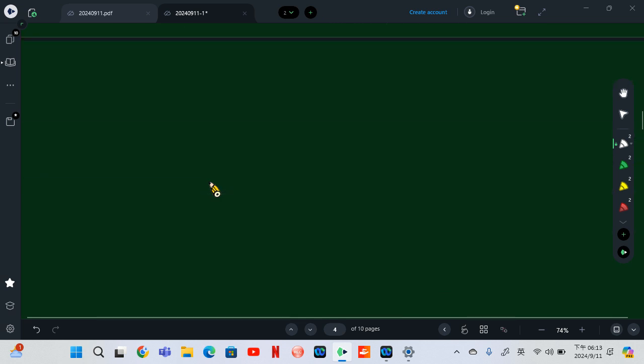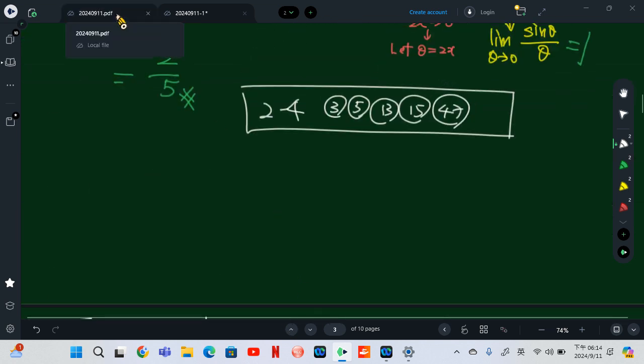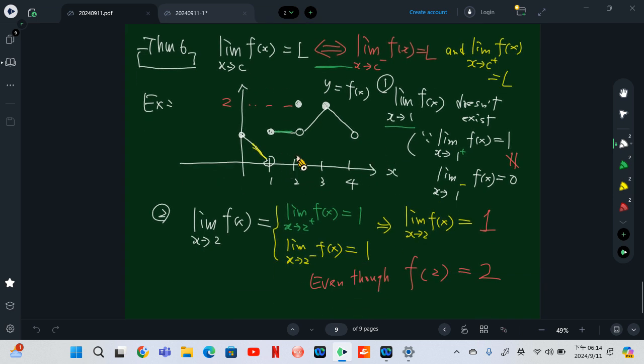Okay, so let's just move to section 5, continuity. So what is continuity? Last time we just talked about this one, right? I just use this as an example of what continuity is.